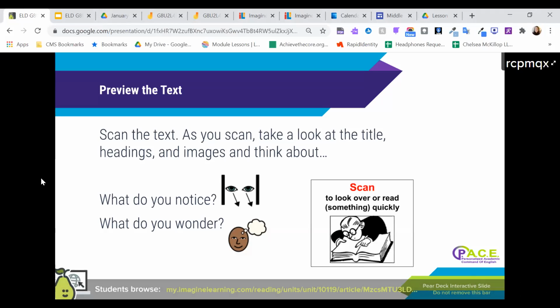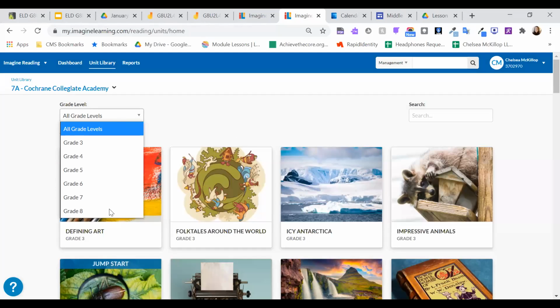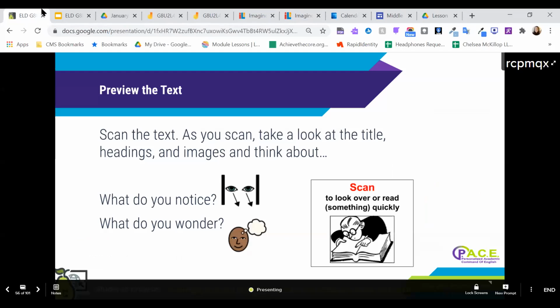All right, so we're going to move on to, we're going to preview the text by scanning. And so we're going to do a notice and wonder protocol. Remember, scanning is we're just going to look over quickly over the text.